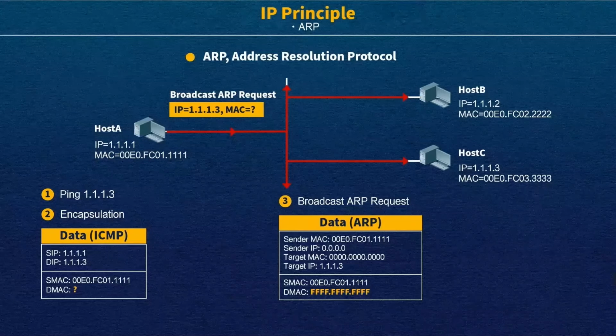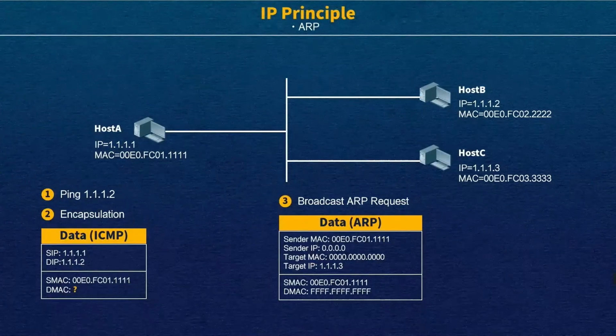Let's see. ARP is called Address Resolution Protocol. Okay, and what's the next step? B and C, both of them will receive this information, right? And then host C will say, host A found me, and I am the target IP that host A wants to know. So host C will do two processes. The first one, host C will record host A's IP address information. The IP address is 1.1.1.1, and the MAC address is 00 and 1111, into the ARP table.